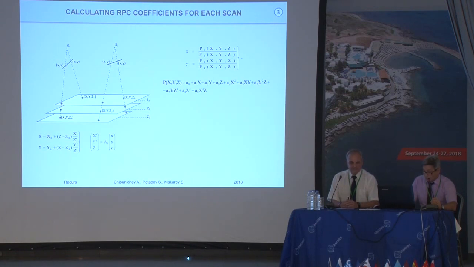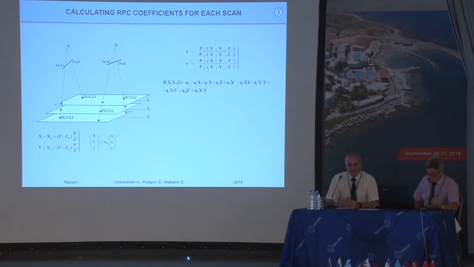And the connection can be shown in the following equation shown on this slide in the right upper corner, where X and Y are the coordinates of the scan image of a separate scan, X, Y, and Z are the points, and P1, P2, and P4 are the polynomials, which can be visualized like here on this slide. For RPC coefficients, and initially we see the real correlation between the image of the scan and the spatial position of the object.